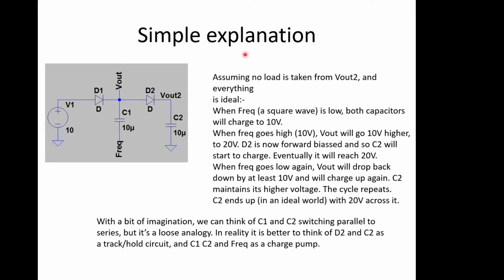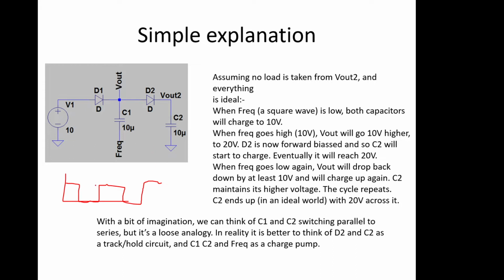So some assumptions for the purposes of analysis anyway. No load is taken from Vout2 and everything is ideal. So here's Vout2, nothing is coming out of here, and the diodes and everything else are ideal. So when the frequency, in this case a square wave, is low, so when the duty cycle of the square wave is low, when we're down here, at this point here, then current can flow through this diode and charge up this capacitor.